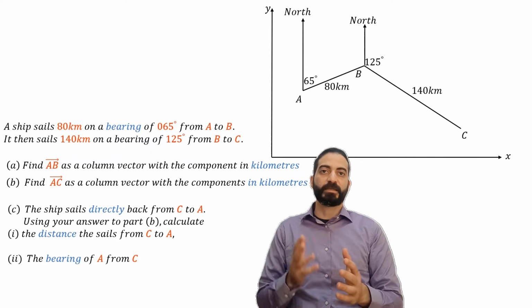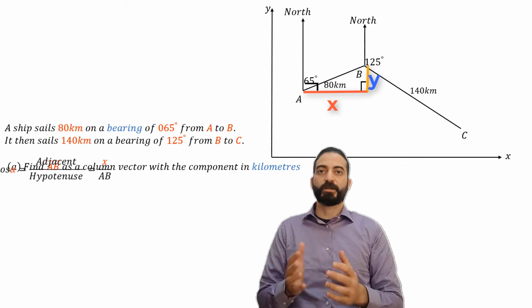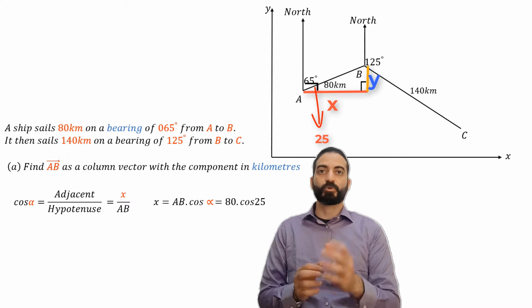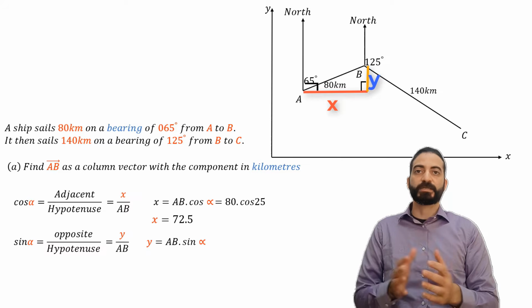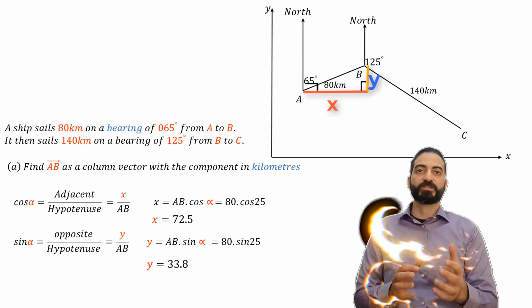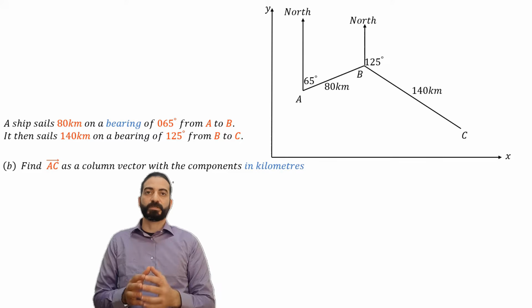In order to obtain vector AB, we must obtain x and y. We can obtain x by using this rule, and we obtain y by using this rule, and in this way we obtain vector AB. We now move to part B. Find vector AC as a column vector with the components in kilometers.